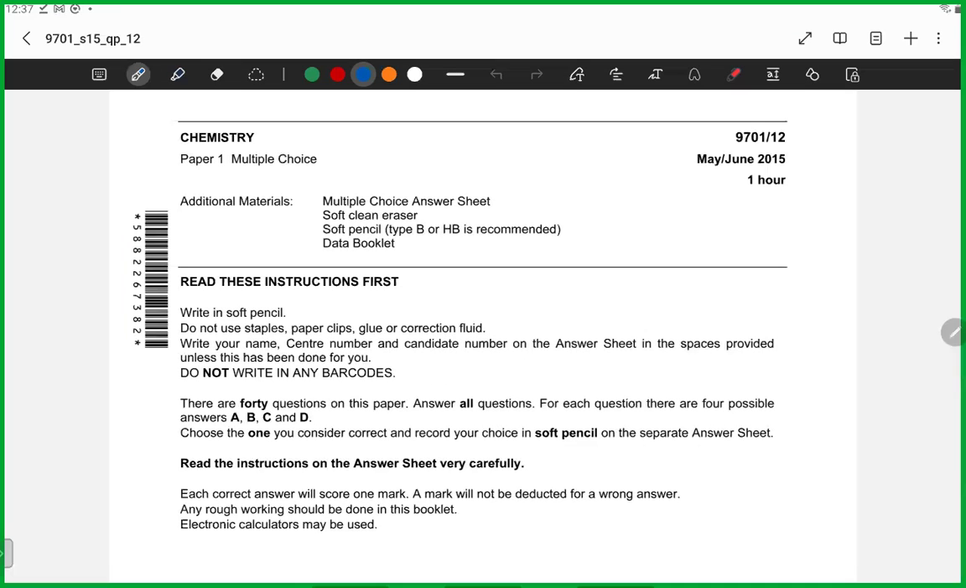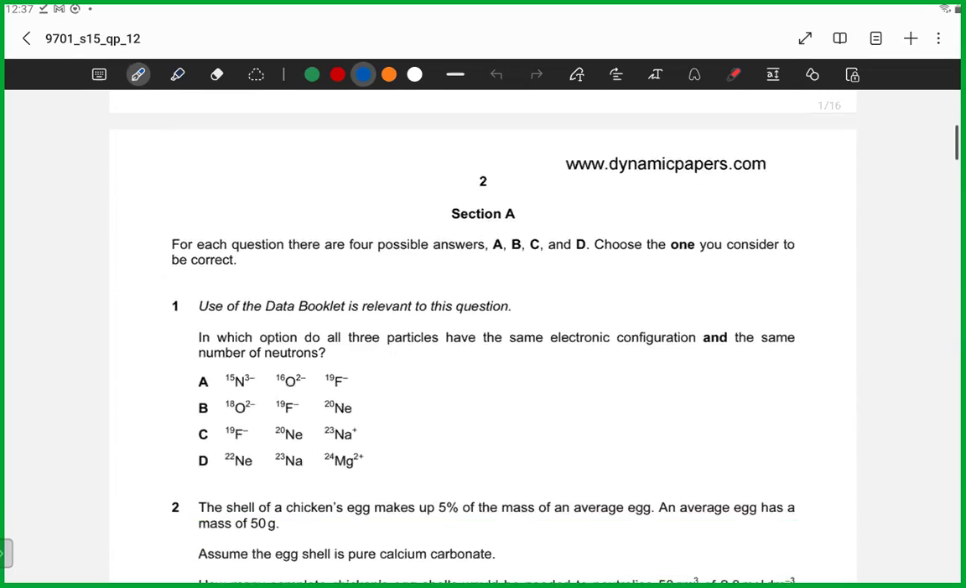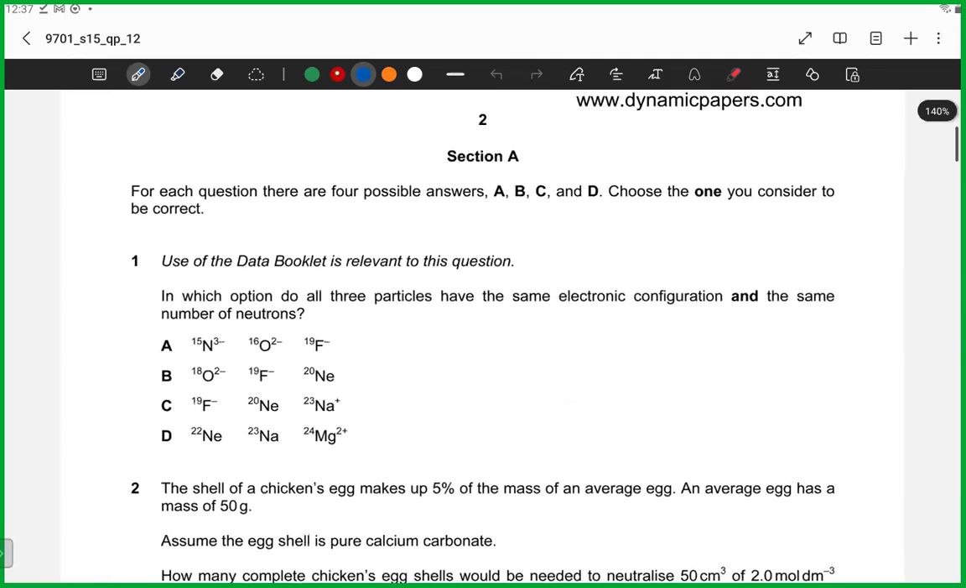In this one, I've opened an older paper, summer 15. In which option do all the particles have the same electronic configuration and the same number of neutrons?